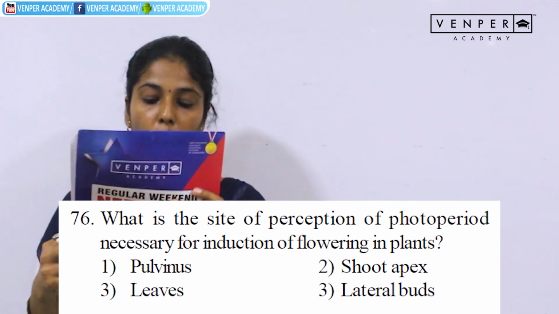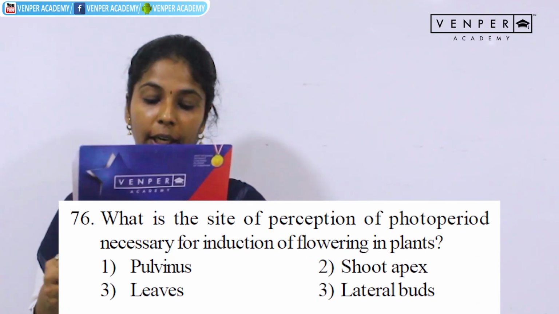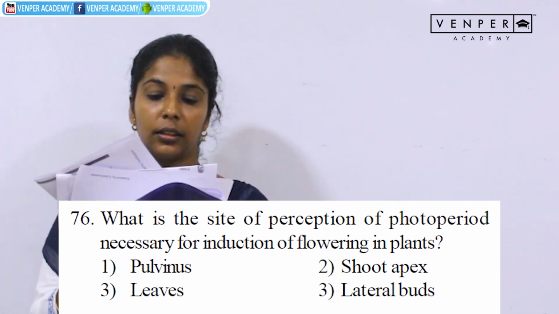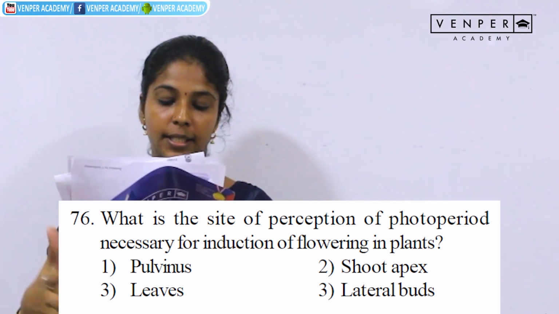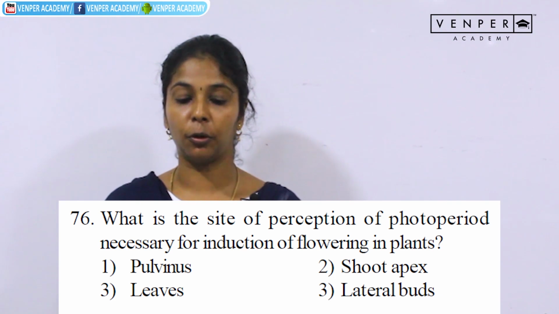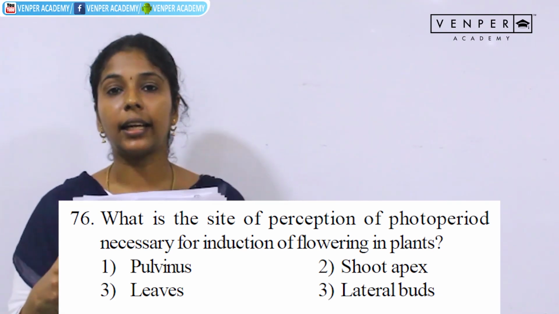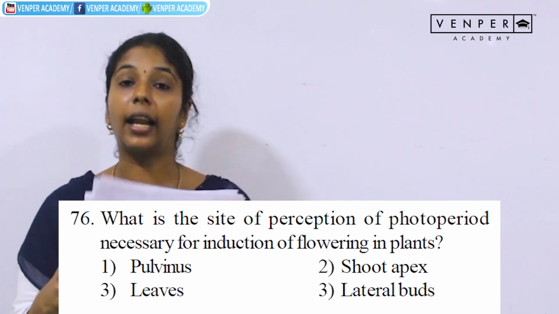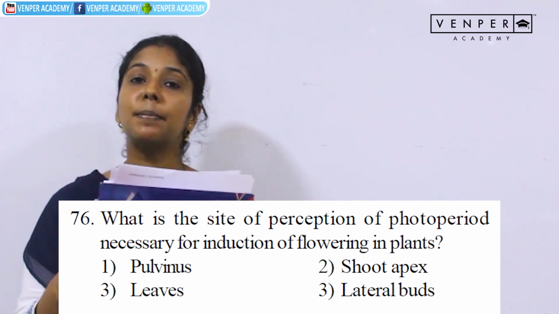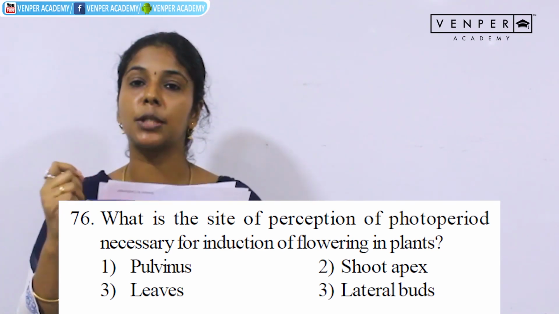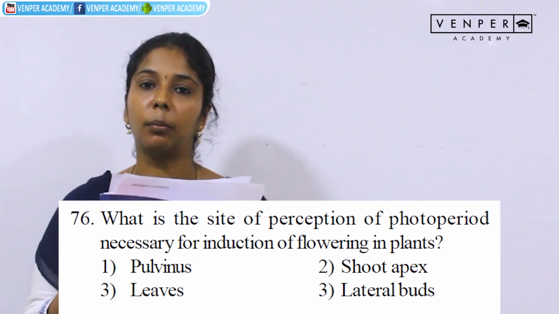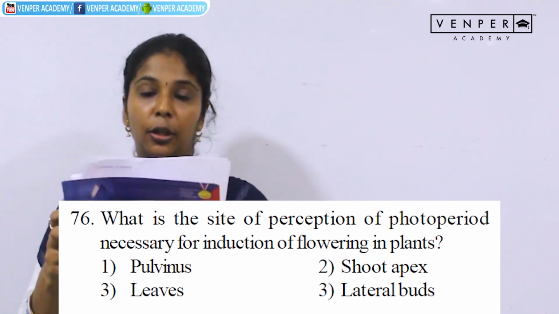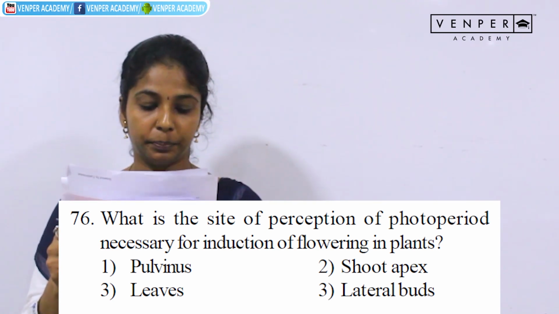Question number 76. What is the site of perception of photoperiod necessary for induction of flowering in plants? The options are option 1, pulvinus, option 2, shoot apex, option 3, leaves, option 4, lateral buds. The correct answer for this question is option 3, leaves. Leaves are the site of perception of light or dark duration. It has been proposed that there is a hormonal substance which is responsible for flowering, and this hormone migrates from leaves to shoot apices to induce flowering. So the answer is option 3, leaves.